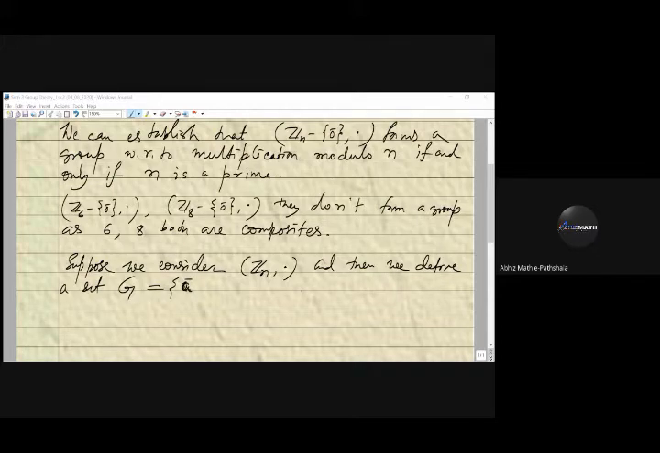Okay, can you see my screen? Hello, can you see my screen?